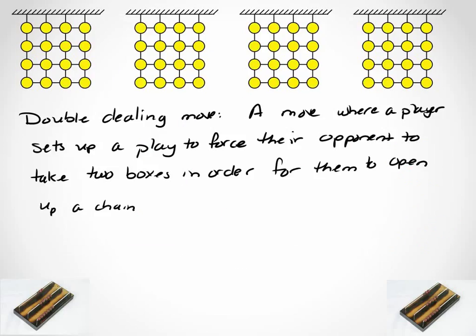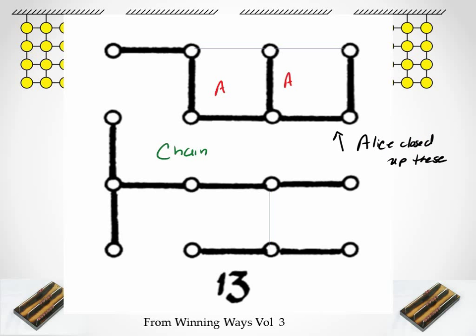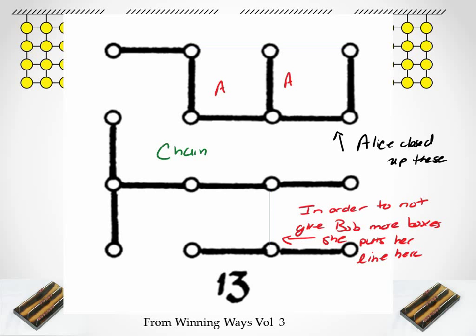So what's a double dealing move? It's a move where a player sets up a play to force their opponent to take 2 boxes in order for them to open up a chain. That's what a double dealing move is. So here, Bob left the board like this. It's Alice's turn. Alice closed up these things. So the chain is laying there. Because Bob left it so enticingly, Alice just went and grabbed her 2 boxes. She played greedy and she took those 2 boxes. So Bob set up Alice to leave this long chain open for Bob.